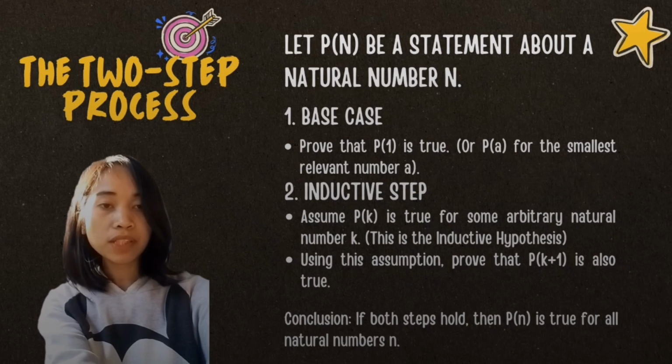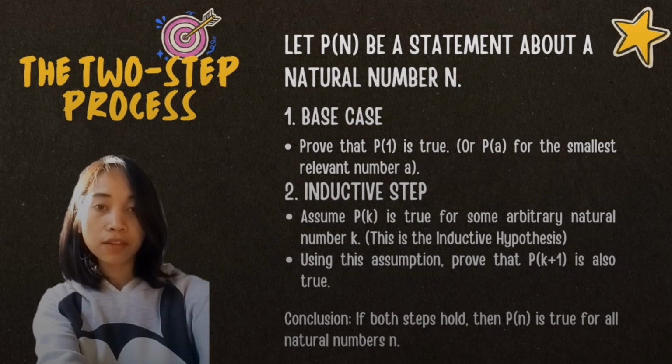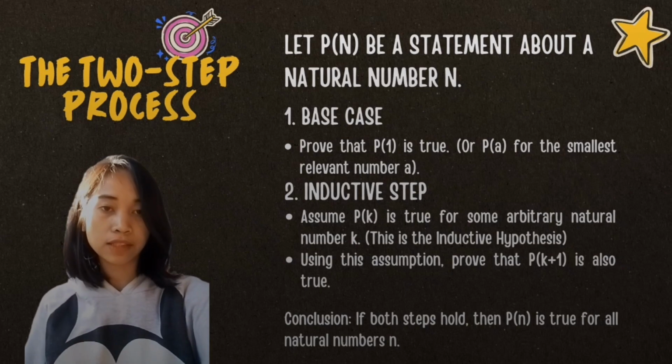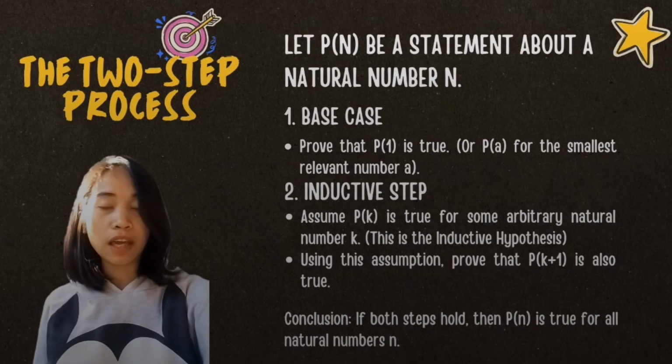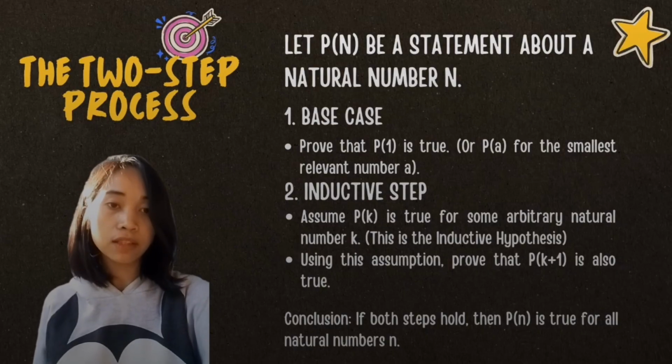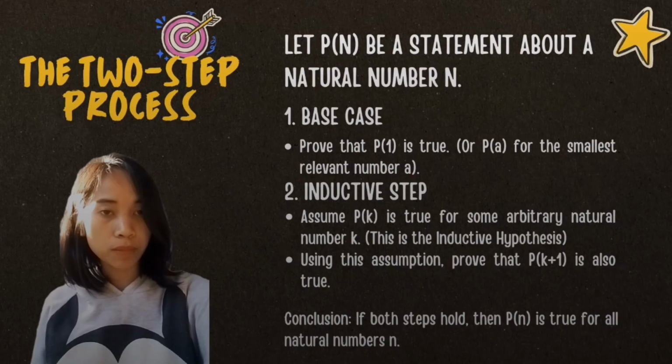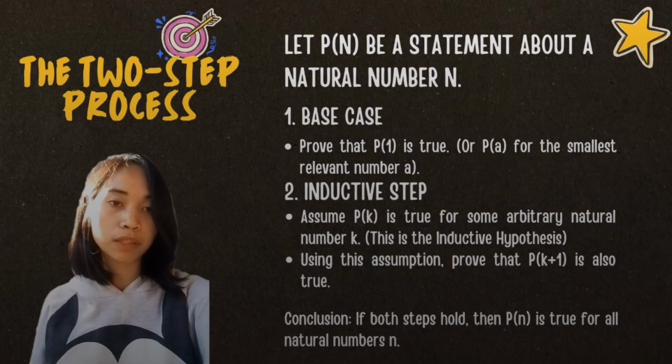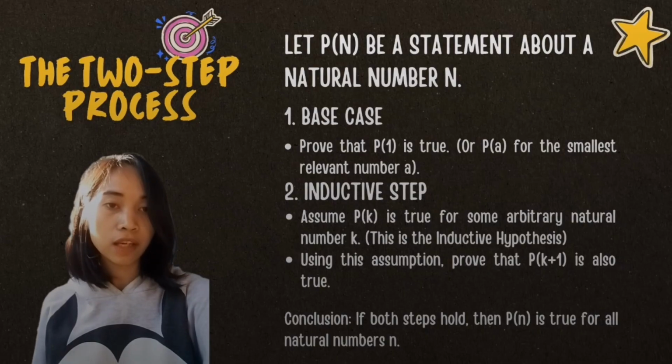Formally, the principle has two non-negotiable steps. First is the base case. You prove the statement is true for the initial value, usually n equals 1, so this is like knocking over the first domino. Second, the inductive step. You assume the statement is true for some arbitrary number k, that is called the inductive hypothesis. Then, you use this assumption to prove the statement must also be true for k plus 1. If you can do both, you've proven the statement for all natural numbers.